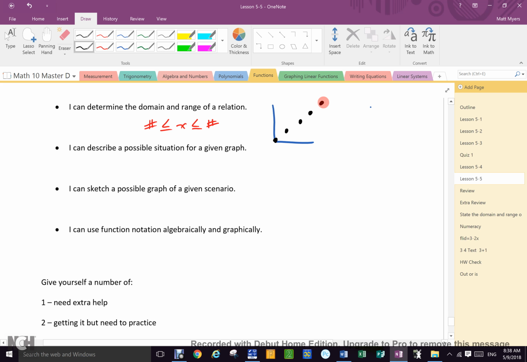Now what's my domain look like? Single numbers. 1, 2, 3, and so on. Same for range. Everybody knows open and close dot? Okay. I can describe a situation for a graph. You can tell me the story of a graph. 1, 2, or 3. Any ones?